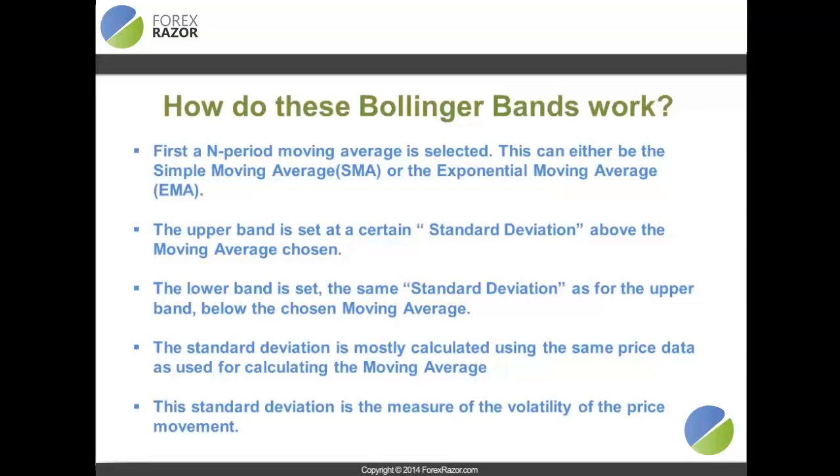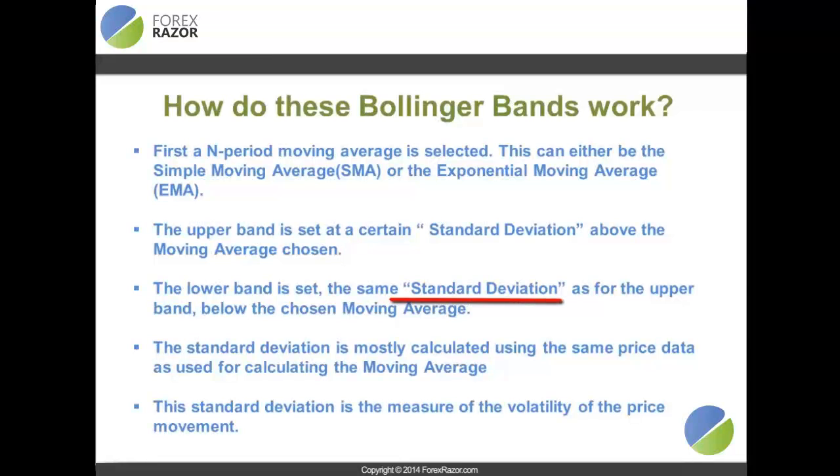Having selected the n-period moving average, we next move on to the upper band. The upper Bollinger Band is set at a certain standard deviation above the chosen moving average. Standard deviation is the amount of dispersion or variation of the price value from the average mean value. In simple terms, it explains how far away the data point, which is the price value in our case, is from the average mean value.